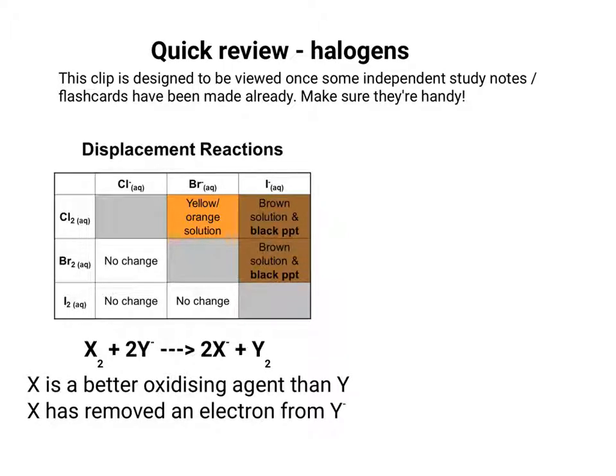So we can assume that if we look at X and Y as two halogens, Y being in the form of a halide, X is a better oxidizing agent than Y. X has removed an electron from Y minus, and therefore Y2 has been formed.